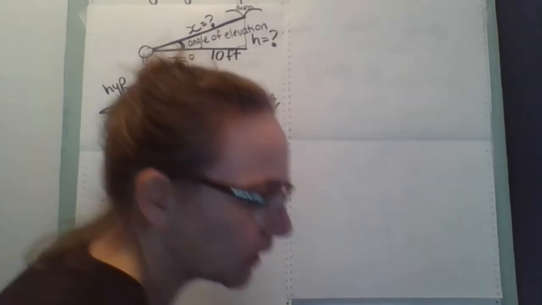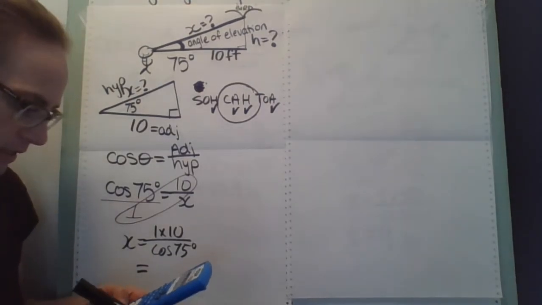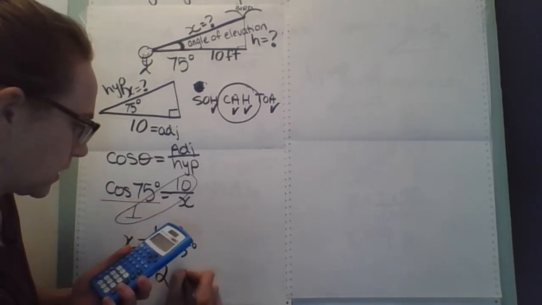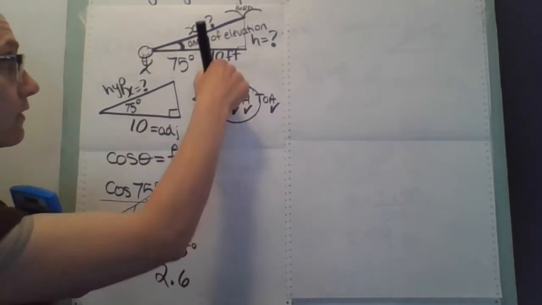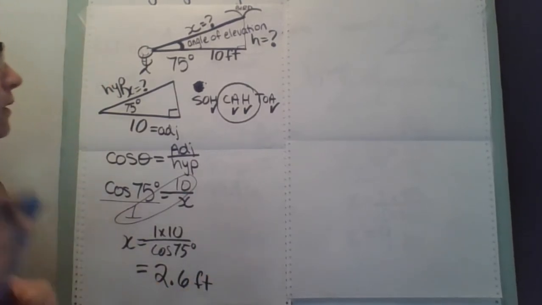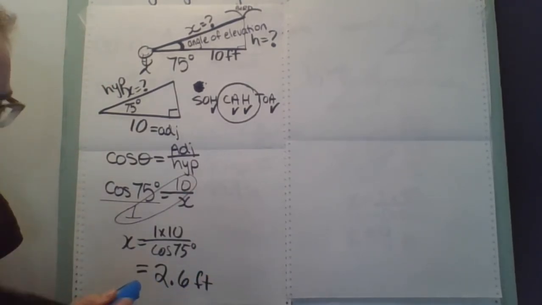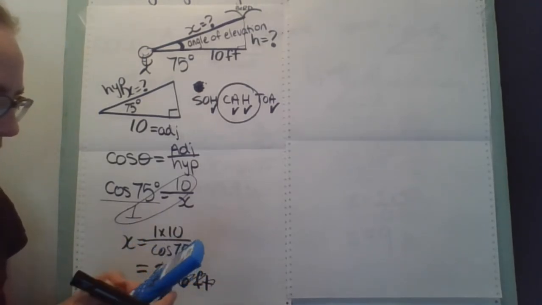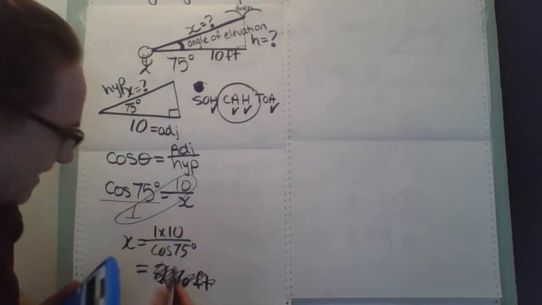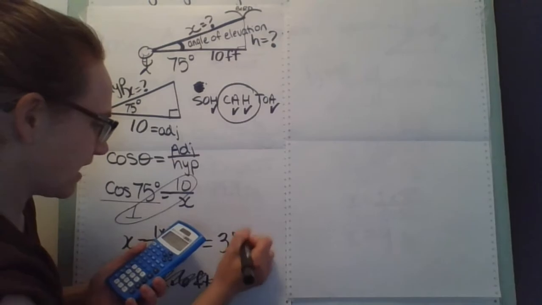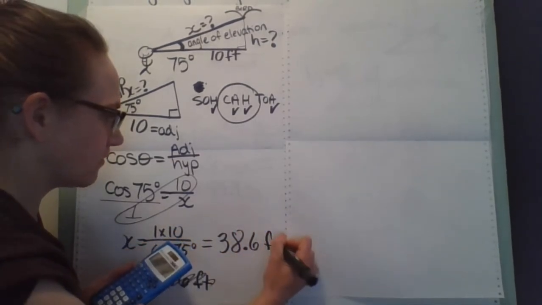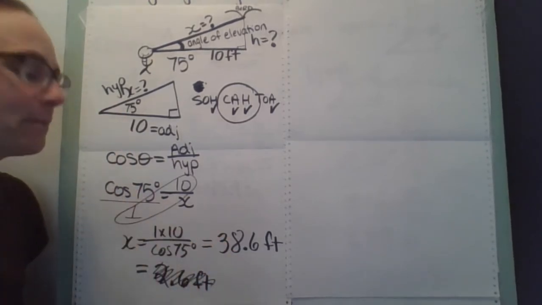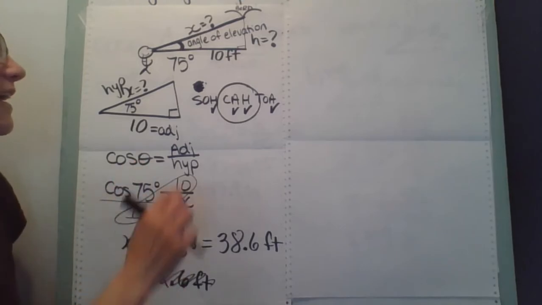Toss it in your calculator, and what do you get? Clear. 10 divided by cosine 75 equals 2.6. What are we in? Feet? Oh, something didn't go right. Oh, I timesed it. You gotta divide it. 10 divided by cosine 75. Well, that makes more sense. 38.6 feet. I couldn't have a hypotenuse that little. I need a big number.